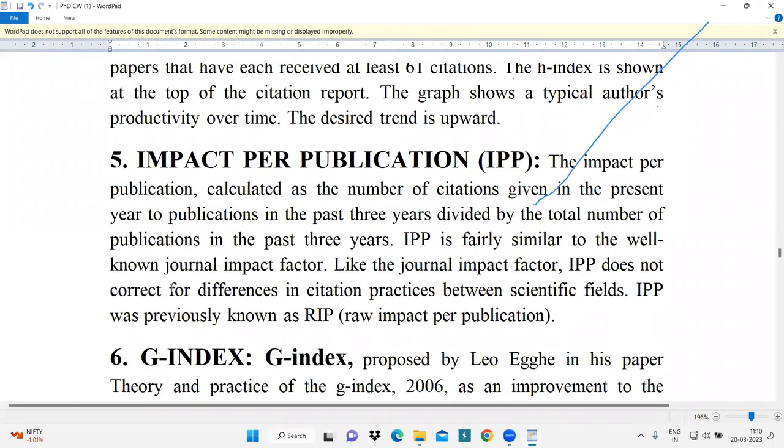It is similar to the well-known journal impact factor. In case of the impact factor of a journal, we are calculating for the last 3 years, and the impact per publication means for the last 3 years, how many citations it has received. Like the journal impact factor, IPP does not correct for the difference in citation practice between scientific fields. IPP was previously known as raw impact per publication.